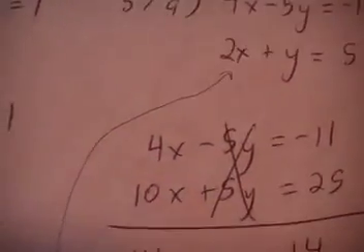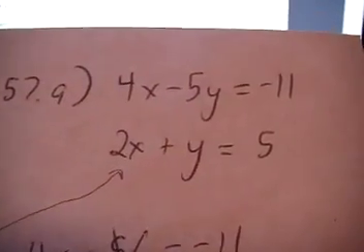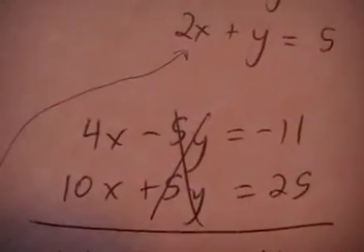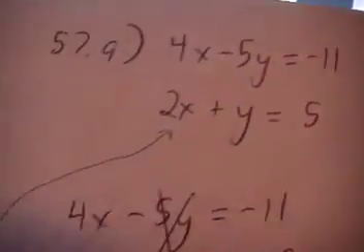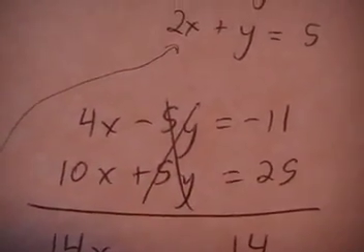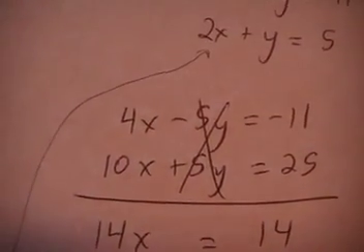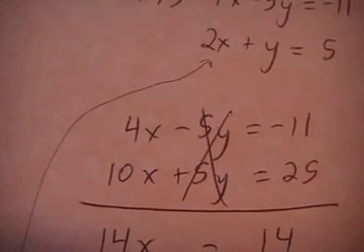2 times 5 is 10. 1 times 5 is 5. And 5 times 5 is 25. I just rewrote the first equation right above it. And this is the elimination or the addition method, because the 5y's cancel each other out.